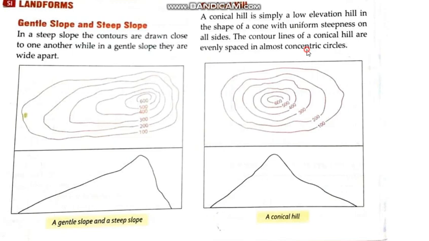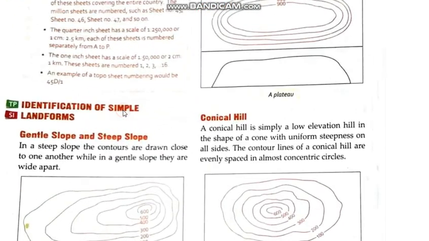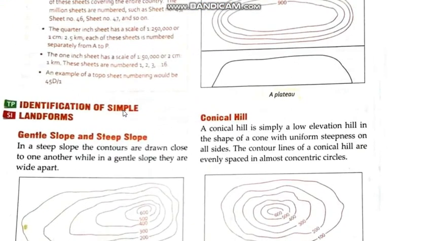So today we are going to do part 2 of this chapter, identification of simple landforms. Okay, we have done how to make a topographical map, how a topographical map is. Now we are going to see how we can identify simple landforms like hills, mountains, and rivers in a topographical map, if they are drawn. So today we are going to learn this.